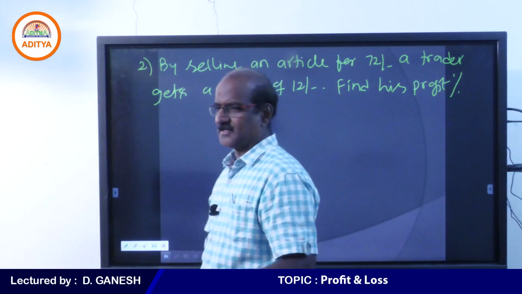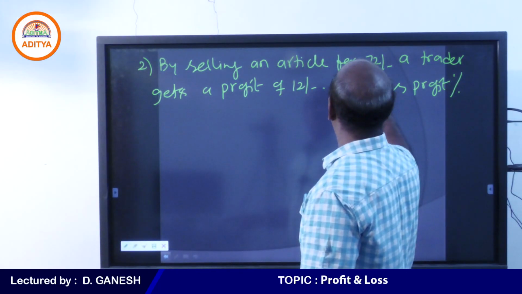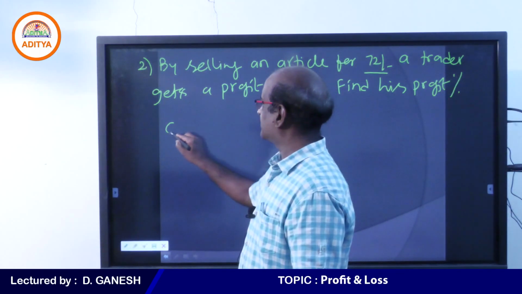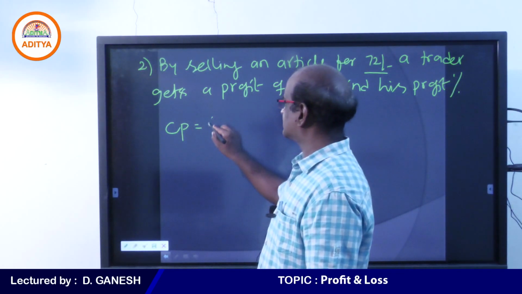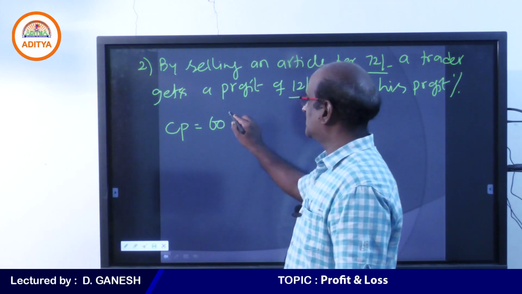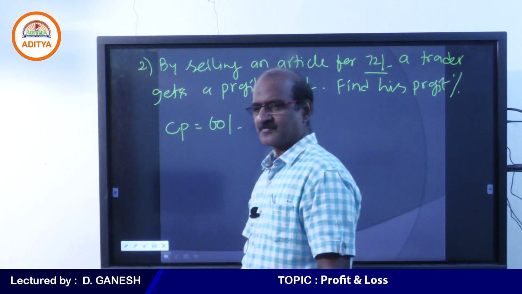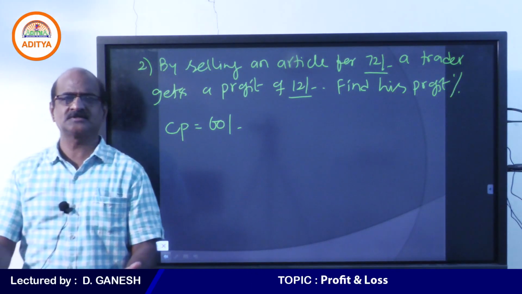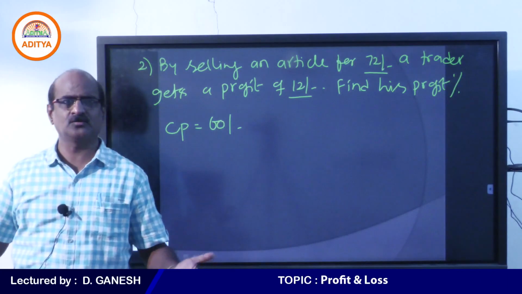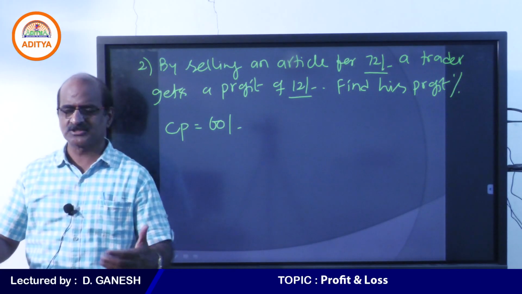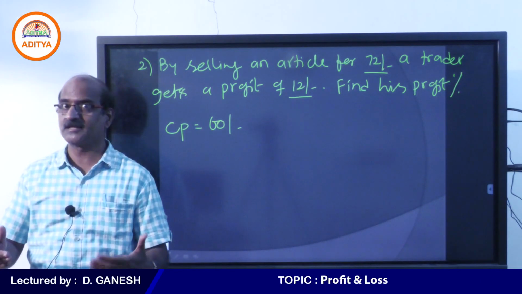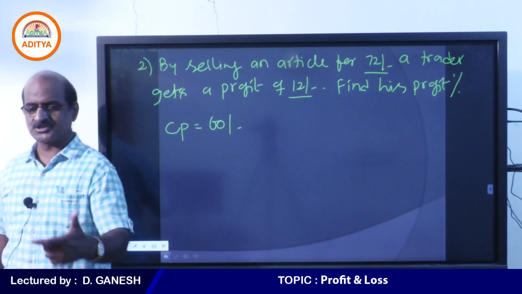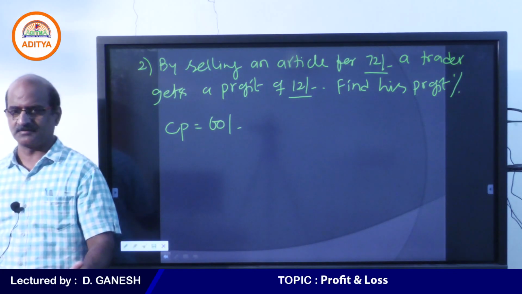Students, please understand that after selling an article for 72, it is said that he gets a profit of 12 rupees, which means to say that the article which was sold for 72, he bought it for 60 only. You understand that he bought it for 60 only. This is simple common sense. I don't think any formula is required to answer this question. Because he sold it for 72 and there was a profit of 12 rupees, the article was bought for 60 rupees.